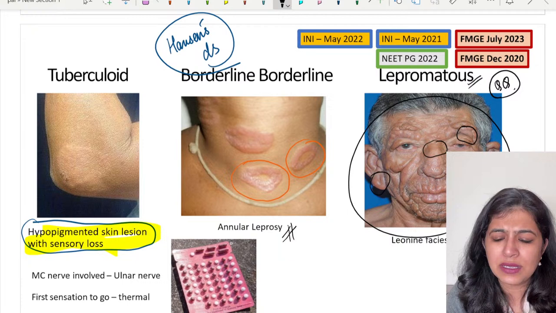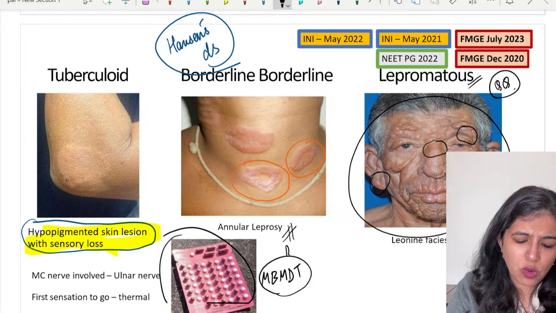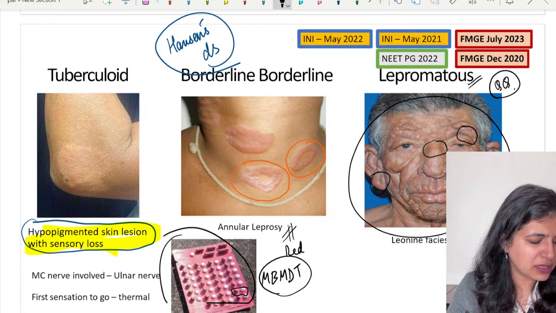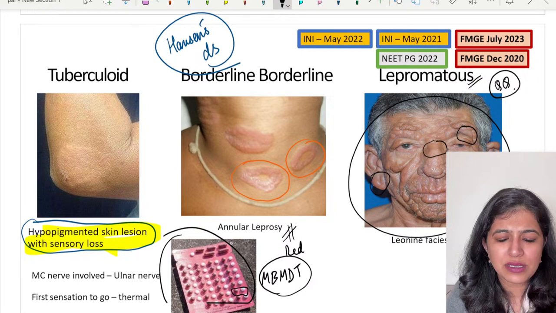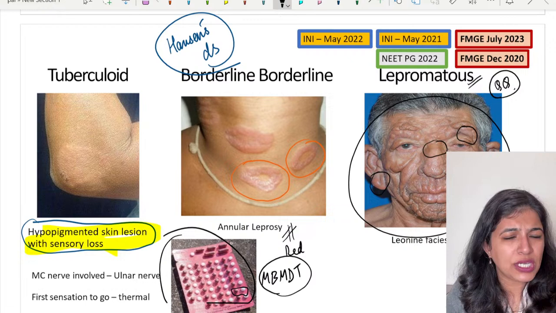Then the treatment of leprosy is MB-MDT. This will always be a red blister pack and it will have red and white color tablets. Red and white color tablets is a leprosy kit given for 6 months in PB patients, 12 months in MB patients. Then BT leprosy is another type which I have not put here because generally that is not asked as an image.